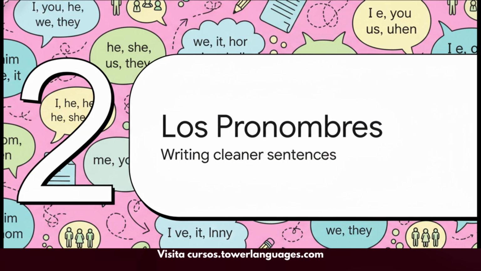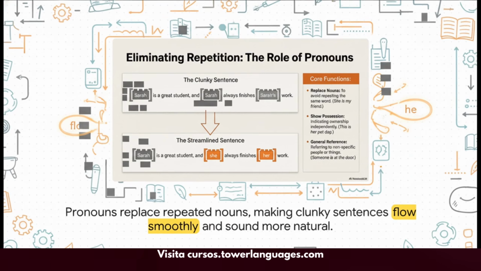And that's a perfect lead-in to our next tool, pronouns. These are the ultimate replacements. Seriously, they're your students' best friends for getting rid of repetition, writing cleaner sentences, and just sounding way more natural when they speak. And here's a perfect before and after to show your class. Start with a clunky sentence like, Sarah is a great student and Sarah always finishes Sarah's work. It just sounds awkward, right? Then you show them the pronoun version. The light bulb moment is instant. They'll immediately get why pronouns are so powerful.